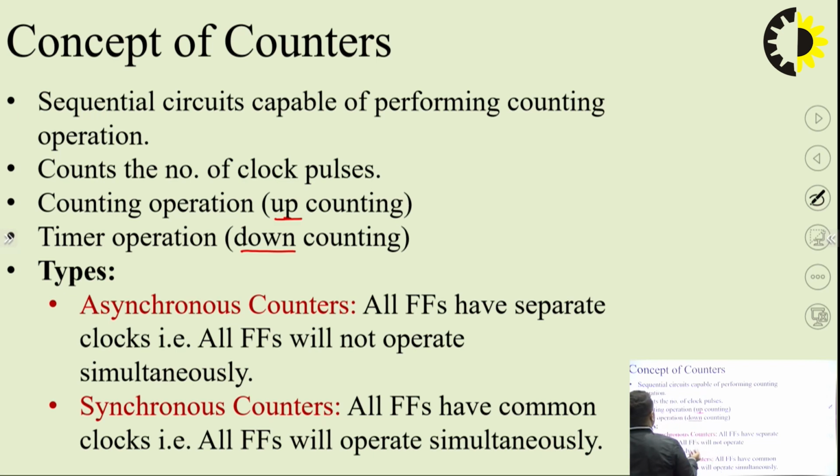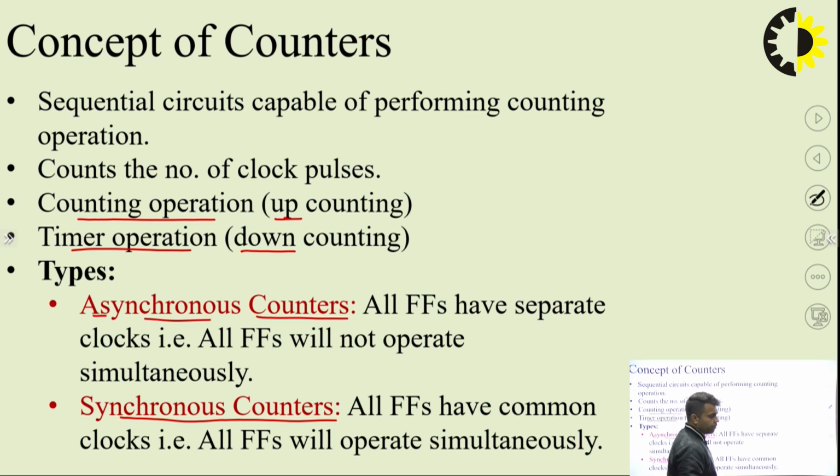Now the counter can be in up mode and down mode. If it is in up mode, we will say that it is in counting operation, and if it is in down mode, we will say it is in timer operation. Up mode means 0, 1, 2, 3, 4, 5 and up till where the maximum counting can be performed. Similarly, for down counting, it will start from the maximum counting that is possible and go down to 0.